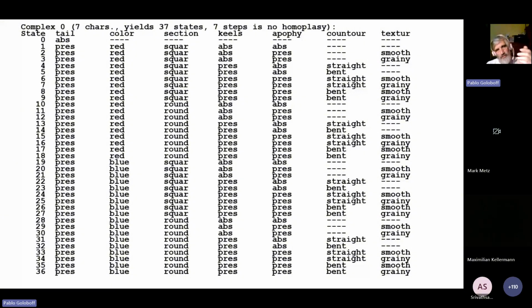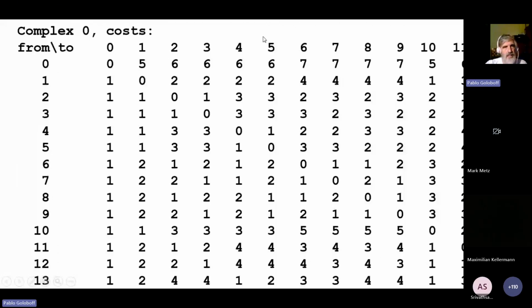If you sit down and look at the combinations, you will see that those are all the legitimate combinations that you can have, right? Whenever the apophysis is absent, for example, the texture is inapplicable, and so on. And TNT calculates the step matrix costs for all the transformations between those combinations. Now, if you look more closely, you can see in that step matrix that in going from no tail to different kinds of tails, you don't always have the same cost. Sometimes you have more steps than in other cases.